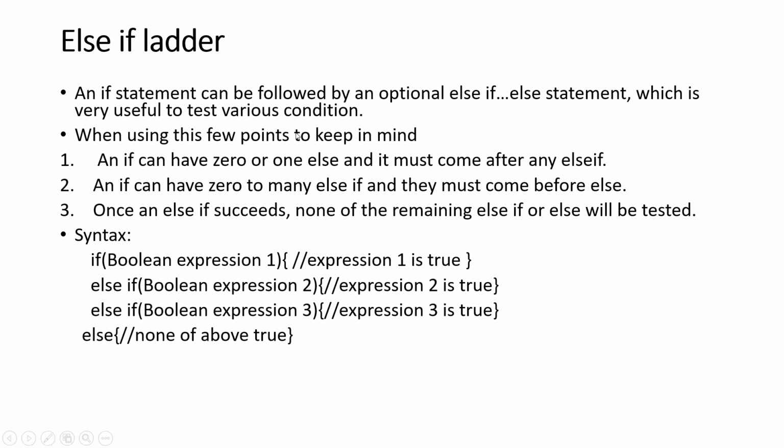There are a few points we have to keep in mind while using the else if ladder. First, an if can have 0 or 1 else, and it must come after any else if, meaning the else part comes after all the else ifs. Second, an if can have 0 to many else ifs, and they must come before the else. Third, once an else if succeeds, none of the remaining else ifs or the else will be tested.